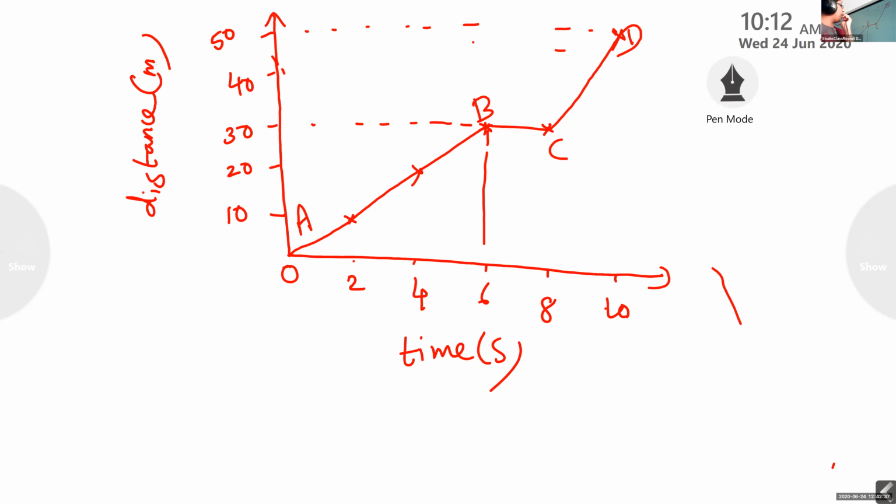Now, how to find out the velocity or speed? What is the formula? And to me, what's the definition of velocity? Okay, I ask Anuj. What's the definition of velocity, Anuj?